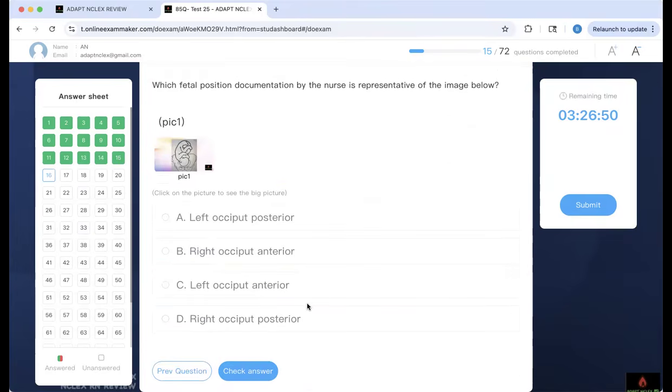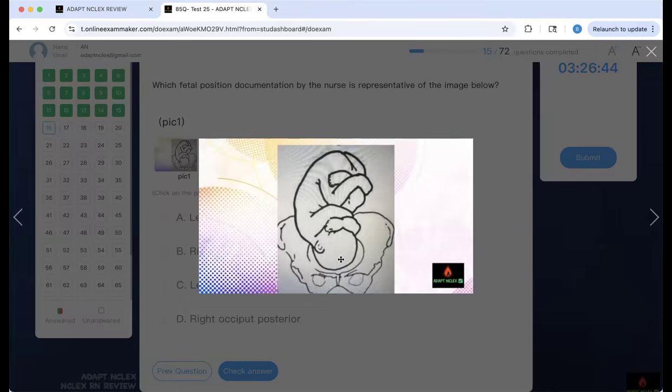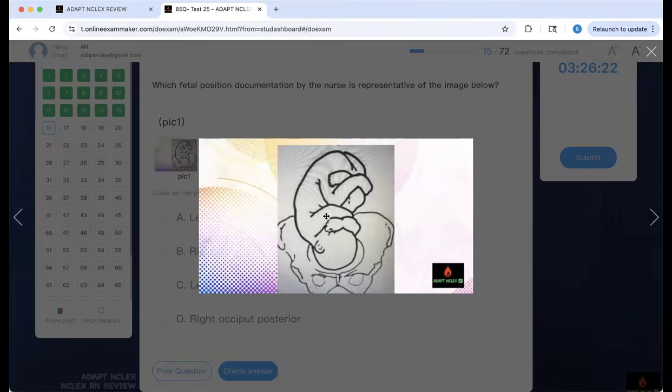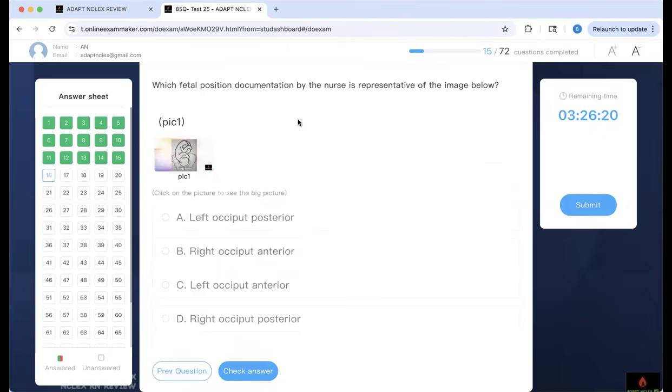Which fetal position documentation by the nurse is representative of the image? You see this and say, oh, mommy has to deliver this baby. But how would I calculate it? Which position? You have to know the position of the baby and what you need to do. What do you think? Is this left occipital posterior, right occipital anterior, left occipital anterior, or right occipital posterior? Which position is this? Pick your answer and let me know.